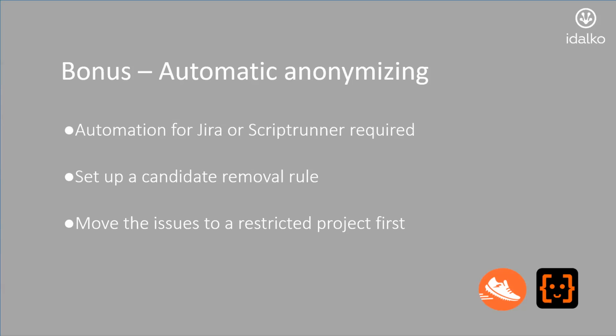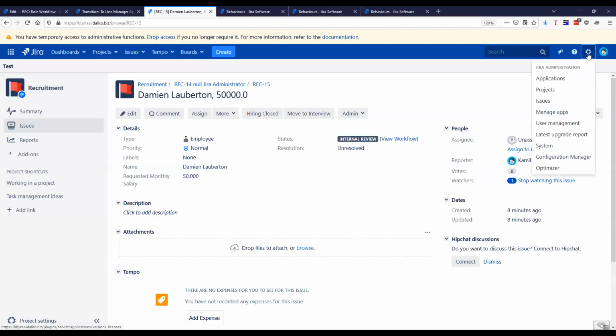Automation for Jira doesn't really allow for moving, but you can do so in Script Runner. Let's check it out. How can you do it? So I have installed the automation for Jira add-on.